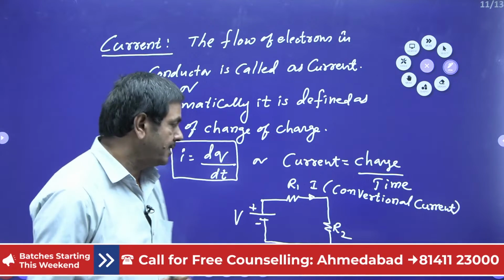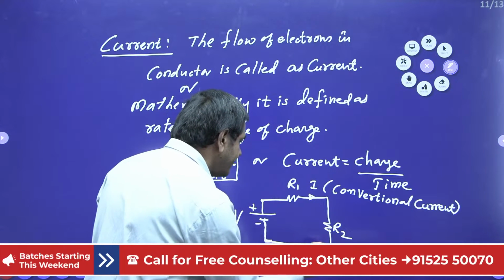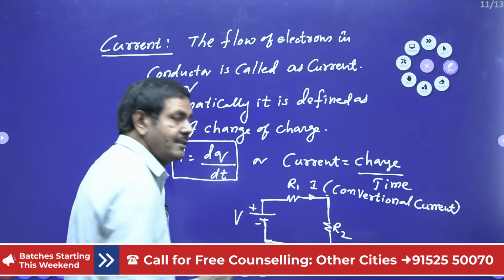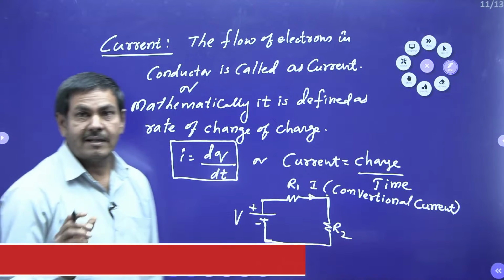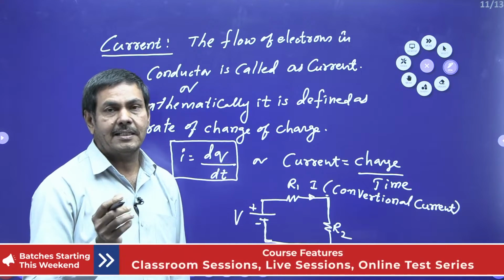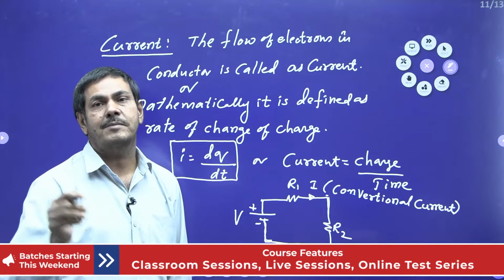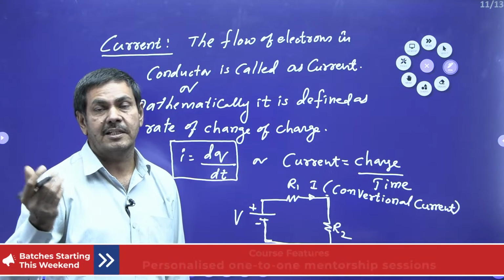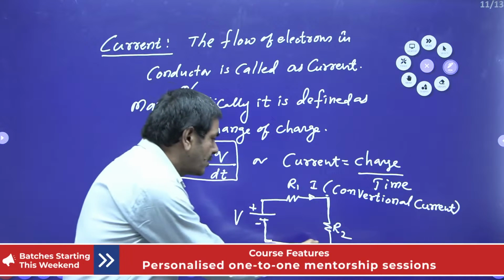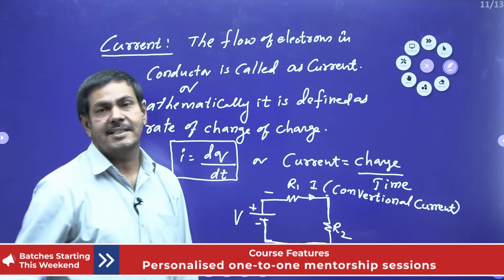How it is possible, please watch. This is nothing but the wire, W-I-R-E. That is a conductor. That conductor is formed by a number of atoms. Without atoms there is no material. So this total wire is made of a number of atoms.